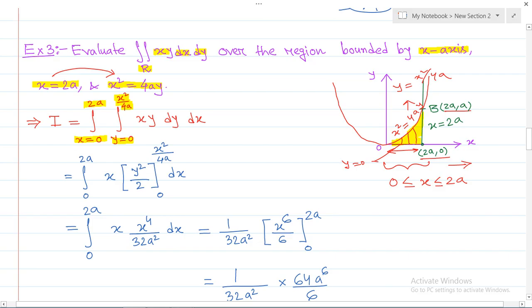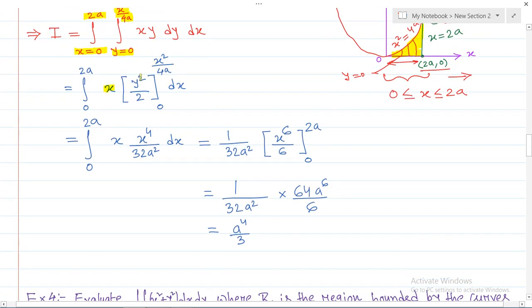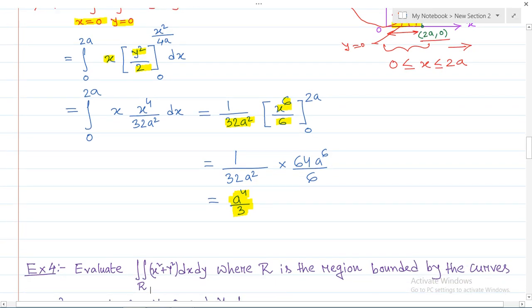Now let us integrate. Since we are doing the integration with respect to y only, we have to consider x as constant. So I have taken x outside. The integration of y is y squared by 2. We put in the upper limit and the lower limit. After simplifying, we have x to the power 5 divided by 32a squared. Now we will integrate x to the power 5. We will get x to the power 6 upon 6. 1 by 32a squared is already taken outside, with limits 0 to 2a. Once we put the limits and simplify, we will get the answer as a to the power 4 by 3. Now let us come to the next problem.